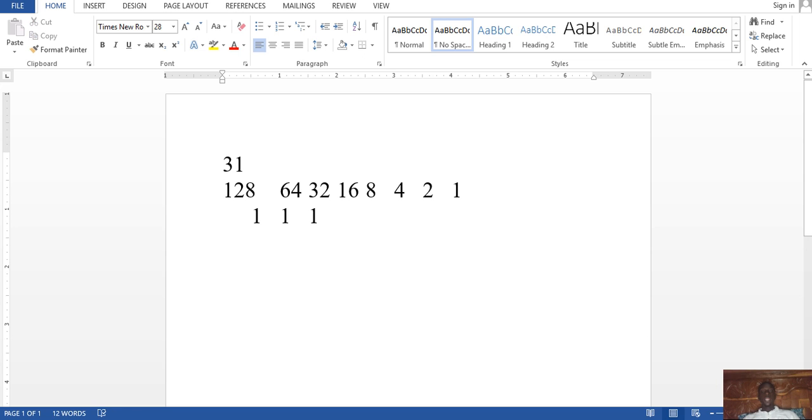Good. Now we move to the next value, 16. Can 16 be subtracted from this 31? Yes, it can be subtracted. So when I subtract 16 from 31, I am left with how much? 15. Now can 8 here be subtracted from 15? Yes, it can be subtracted. So when I subtract 8 from 15, I'm left with 7. Next value is 4. Can 4 be subtracted from 7? Yes, it can be subtracted. So if I subtract 4 from 7, I am left with 3.